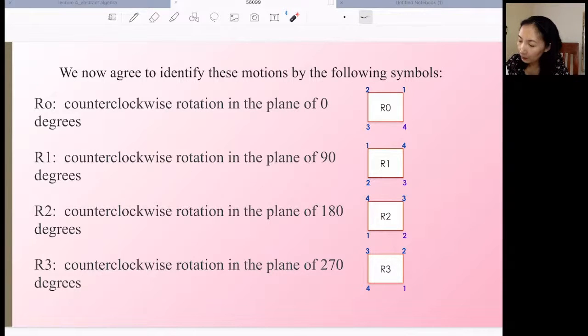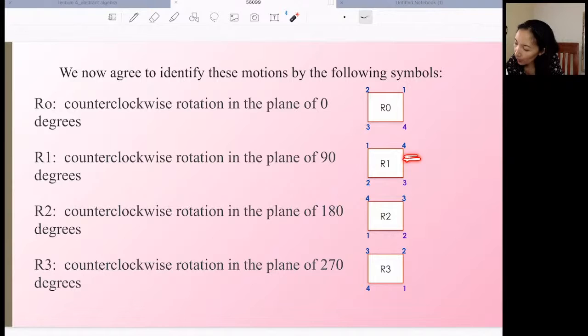This is the original position. Then move it 90 degrees counterclockwise. What happens to 1? 1 goes here, and 2 goes here. So this is it. That's R1. Next, R2. From here, we have to move again 90 degrees counterclockwise.